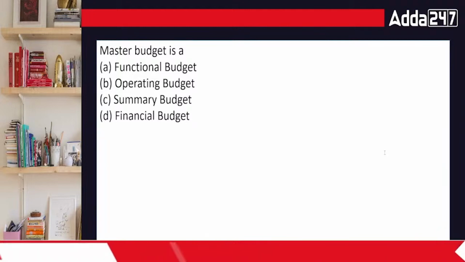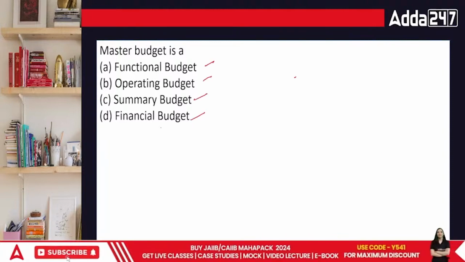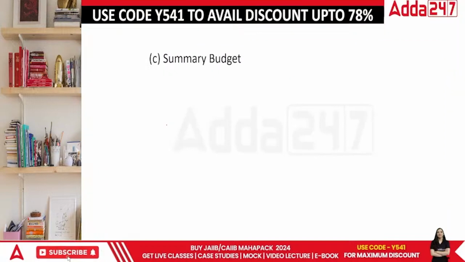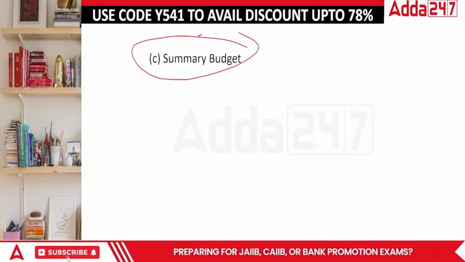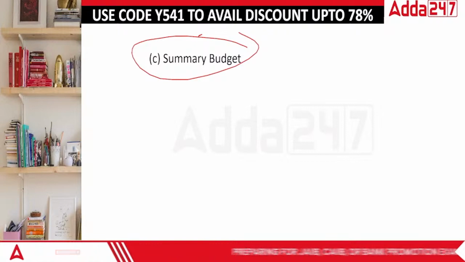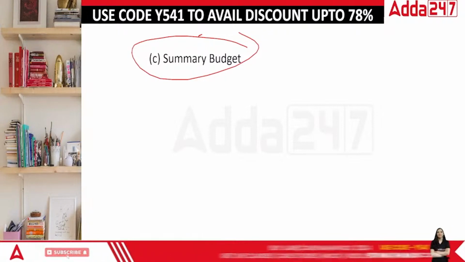Chaliye. So in this case the correct answer should be functional budget, operational, operating, summary, or financial. The answer is summary budget, the budget which is the cluster of all the budgets. Got the idea?